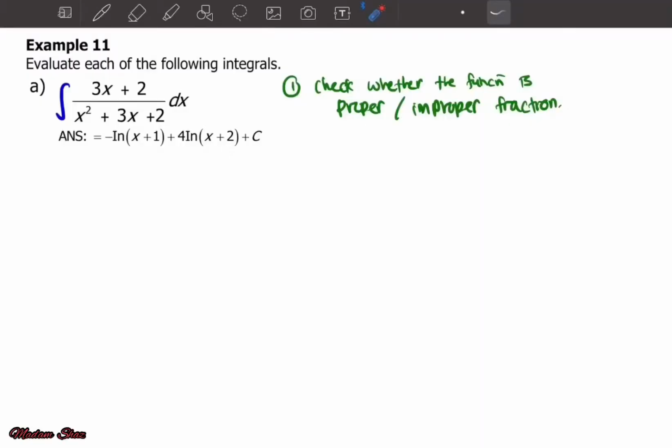Let us try to solve this example. Integrate 3x plus 2 divided by x squared plus 3x plus 2 dx. So for the first step, you have to check whether the function is a proper or improper fraction.